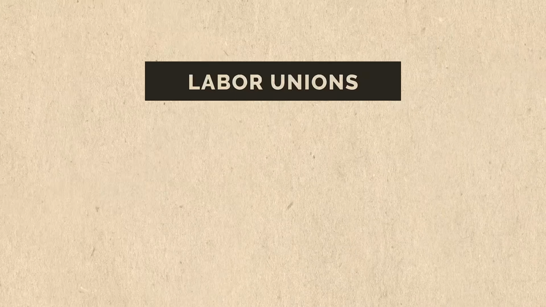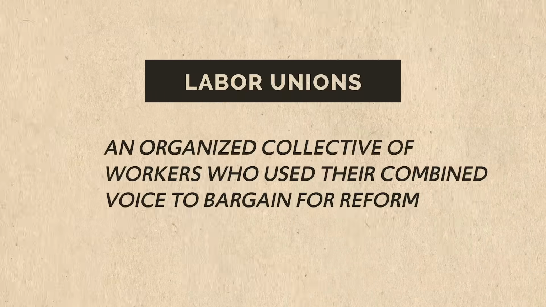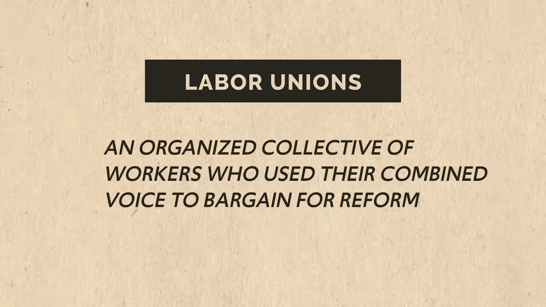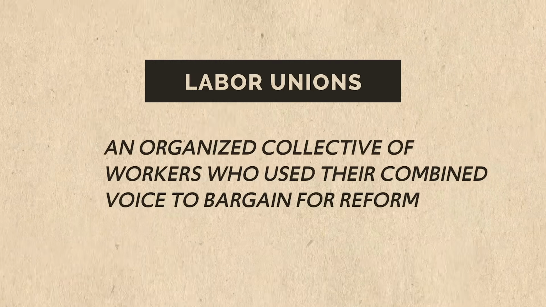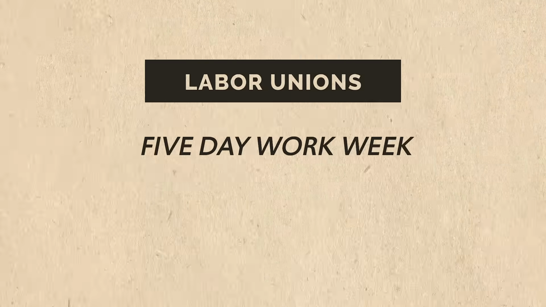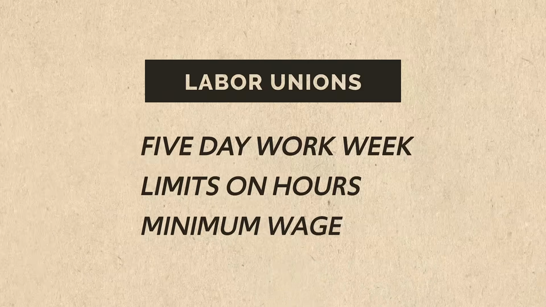So there's only so long people can live like that, and so they began to resist, and their resistance took the form of labor unions. Now, a labor union is just a group of workers who organize themselves into a collective so that they can bargain for more than any one worker ever could. Now, these labor unions did not go unopposed, but they were powerful enough to win the following reforms: a 5-day work week, limits on the number of hours worked, and minimum wage laws.